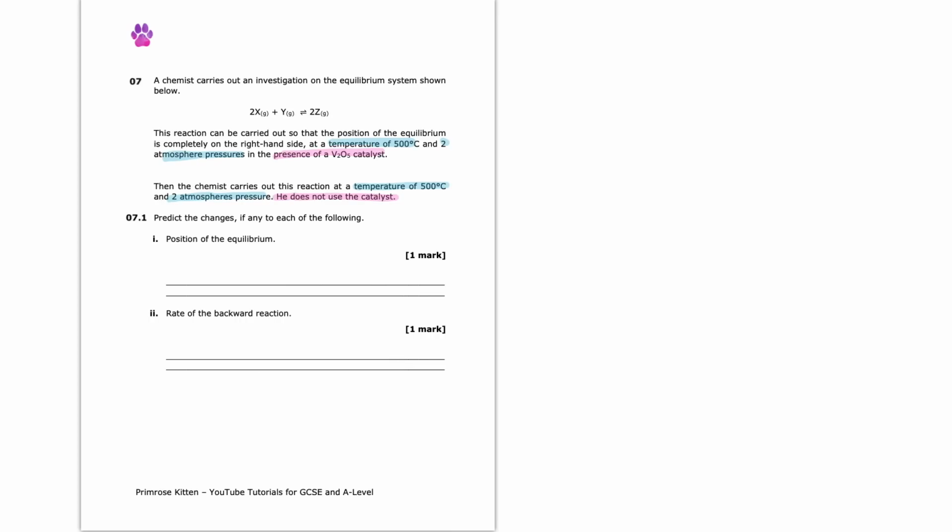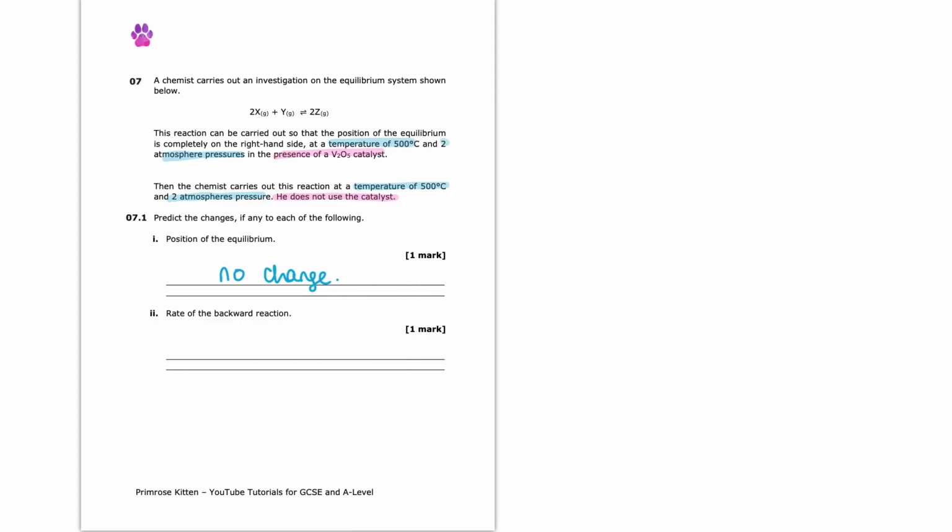So for the position of equilibrium, we're going to say that there is no change. And the reason why there is no change is because a catalyst doesn't do anything to affect that position of equilibrium. It's not going to shift to the left or to the right. All that it's going to do is to speed up the rate of the forward and the backwards reaction, but by the same rate. And that's going to give us our explanation for part 2.